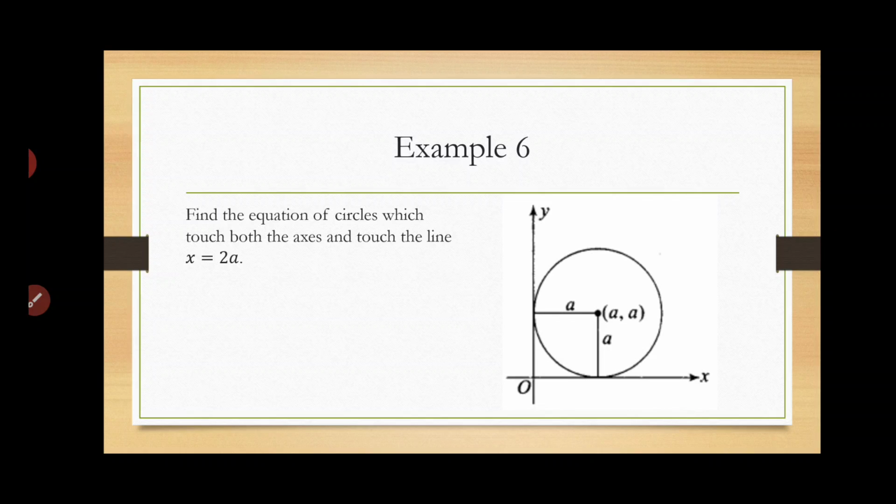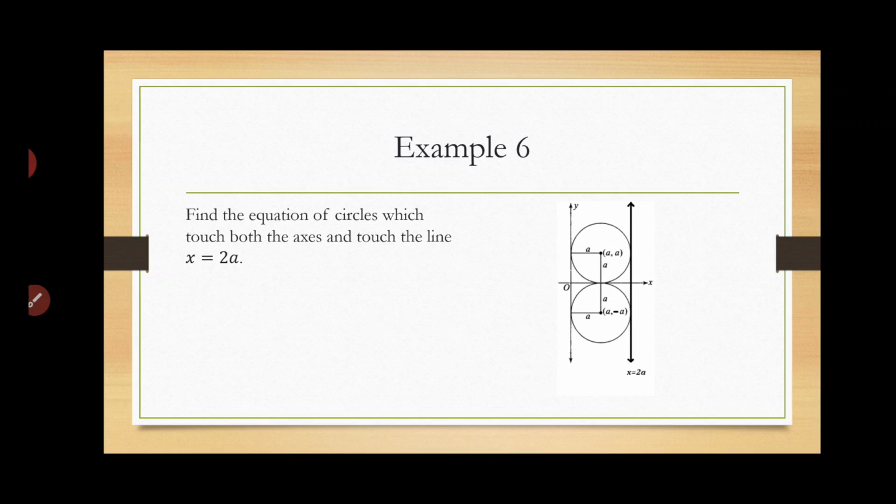So let me just show you the next figure. The figure is something like this. x = 2a is the line which is on the right hand side of the circle, and the y axis has to be on the left hand side of the circle. Now obviously considering that 2a is positive. Now if 2a is negative, it could have given you a different set of equations. But the thing that you need to understand is that there are two different circles which satisfy this criteria. That is, it touches both the axes, yes, and also it touches the line x = 2a.